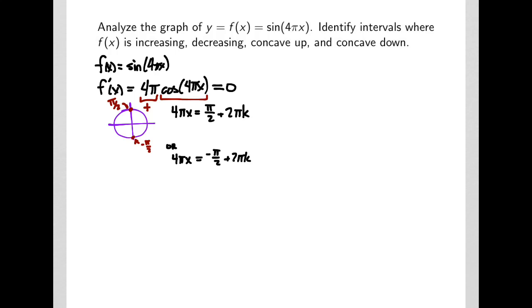So I'll solve for x. I'll divide both sides by 4 pi, and pi over 2 over 4 pi, the pi's cancel, I get 1/8, plus 2 pi over 4 pi is k over 2. And for our second set, we get negative 1/8 plus k over 2.